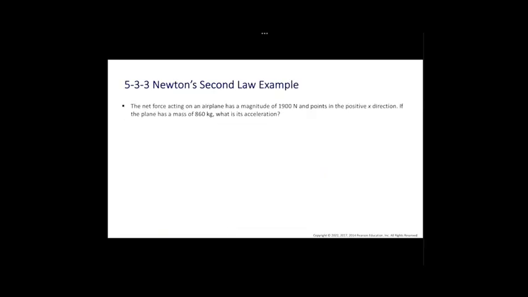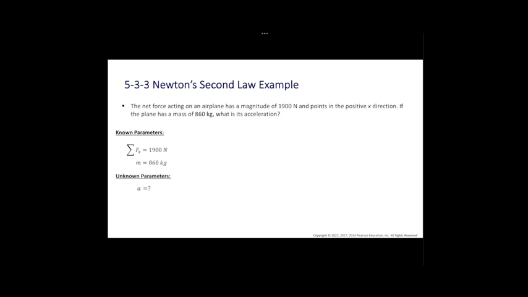Let's see one example that uses Newton's second law. The net force acting on an airplane has a magnitude of 1900 newtons and points in the positive x direction. If the plane has a mass of 860 kilograms, what is the acceleration? These are the known parameters. We are given the force, which is 1900 newtons, and mass 860 kilograms. Only x components are involved in this system, so let's use the x component of Newton's second law.